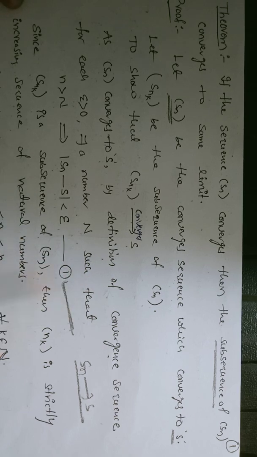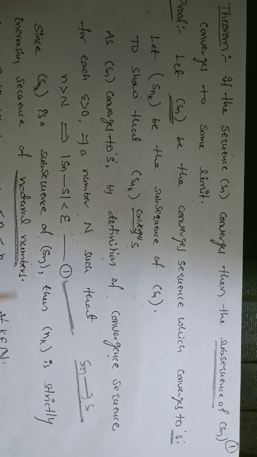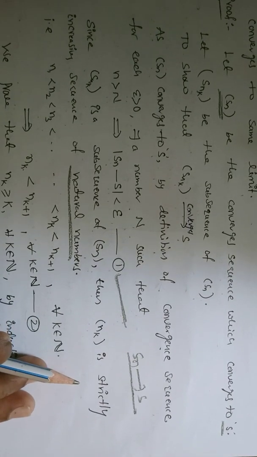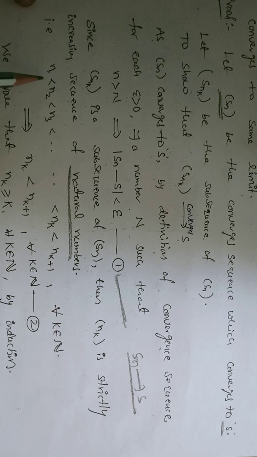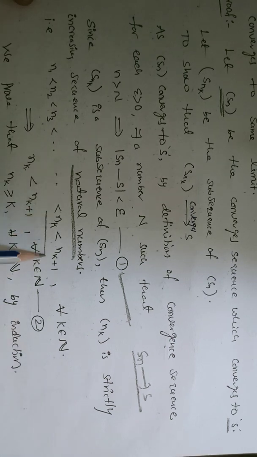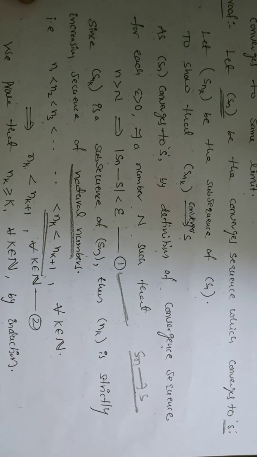Since Snk is a subsequence of the sequence Sn, as I already explained, Snk being a subsequence means nk is a strictly increasing sequence of natural numbers. That means n1 less than n2 less than n3 and so on, less than nk less than nk plus 1, for all k belonging to N. K is a natural number. This is the first number, second number, third number. That means n1, n2, n3 are all strictly increasing natural numbers. In general, nk is less than nk plus 1 for k a natural number. So you observe this condition: nk is less than nk plus 1 for all k belonging to natural numbers.